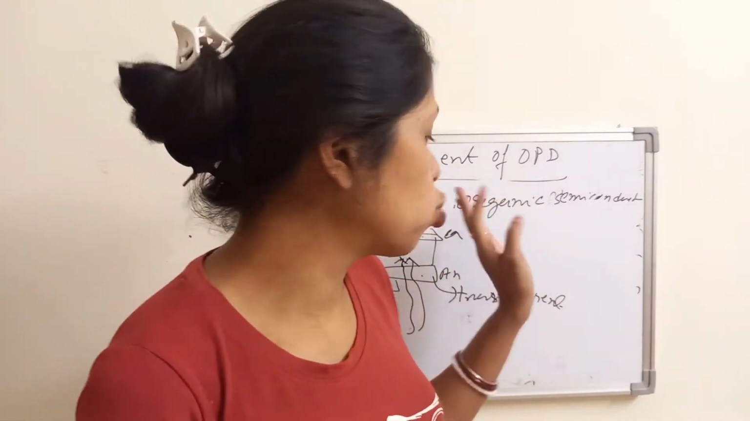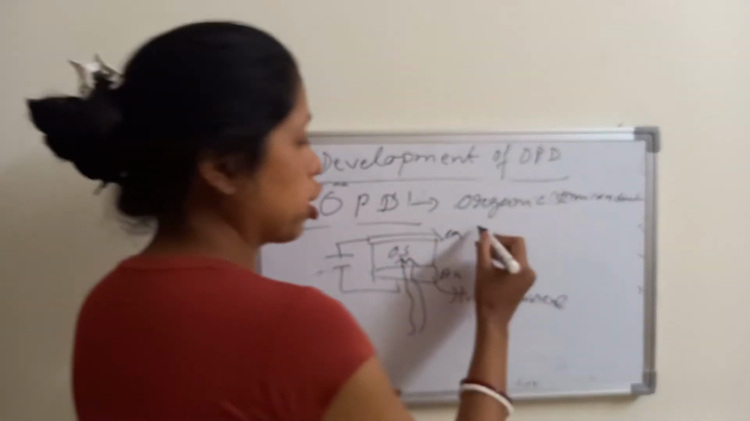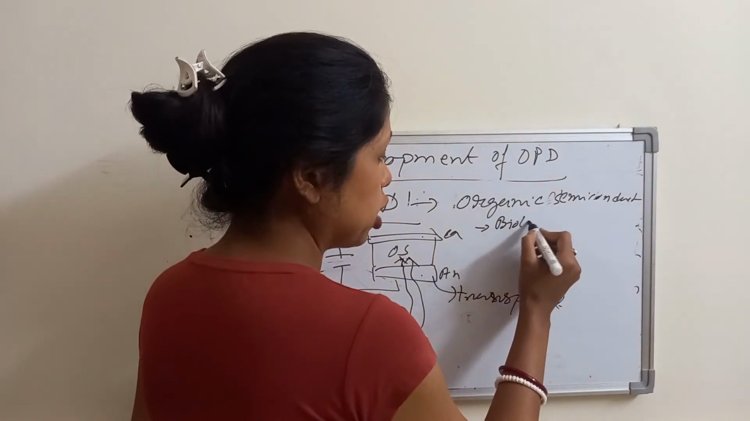Based on the application, we can divide the organic photodetector into different types, where we can mainly use the organic photodetector for biological detection applications.